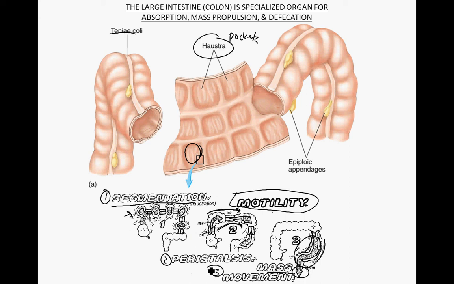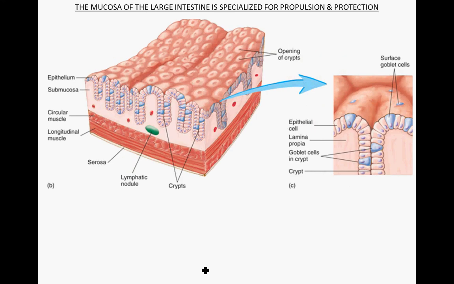Microscopic level. The section through here is like a section through any of the rest of the alimentary canal. Let's start on the outside. You have the serous membrane. This would be the visceral peritoneum. Then you have longitudinal and circular muscular layers here that are responsible for that segmentation, for the peristalsis, and for the mass movements.